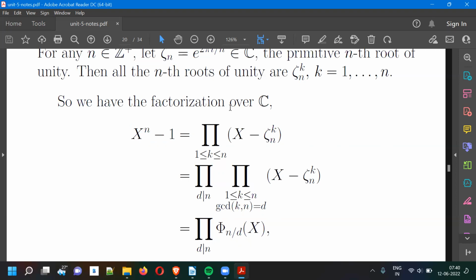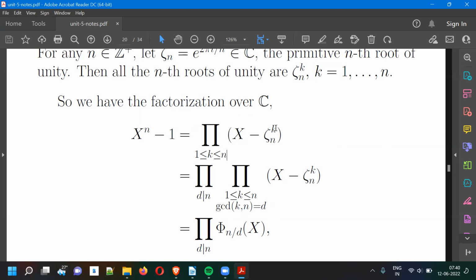Therefore, when we write down the factorization over the complex numbers, a polynomial as a product of linear factors corresponding to the roots, what do we get? x raised to n minus 1 is equal to the product over k going from 1 to n of x minus zeta n raised to k. So these two polynomials are the same.